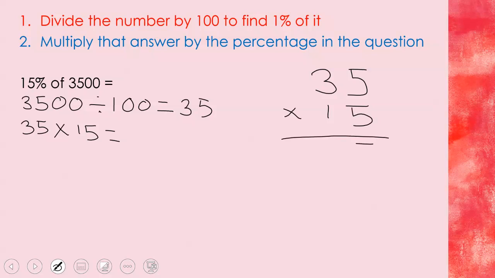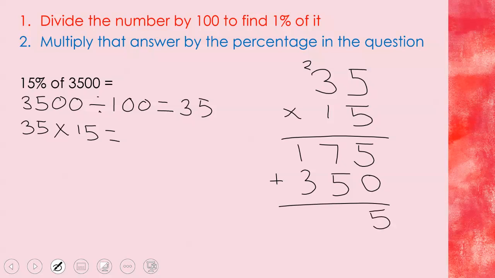5 times 5 is 25. 5 times 3 is 15. Add the 2, 17. I'm now multiplying by 10, so I need a place value holder. 1 times 5 is 5. 1 times 3 is 3. Add the answers together. 5 add 0 is 5. 7 add 5 is 12. 1 add 3 add 1 is 5.